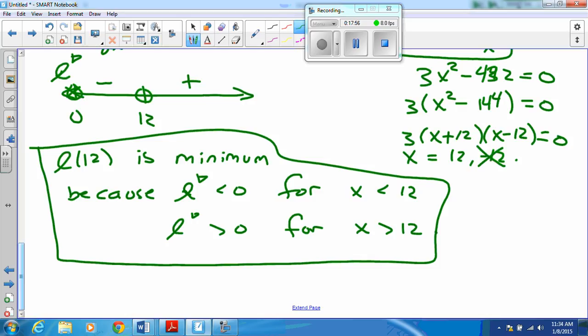It was necessary that I use the argument from sign of L prime because I had no endpoints. However, I can use the sign of L prime argument anytime I have one single critical point, whether I have endpoints or not. So this is actually a more flexible argument. It just has one limitation, and that is that it only works if you have one critical point to consider. If you have more than one critical point, then your derivative can change signs more than once, and you might not know where the absolute maximum is. Does that make sense there?